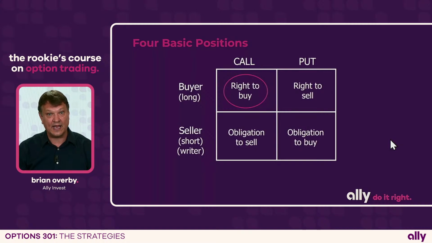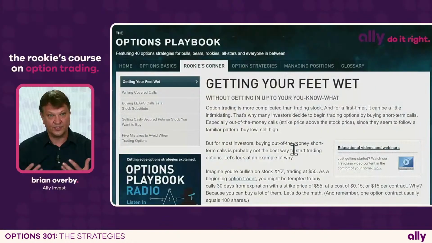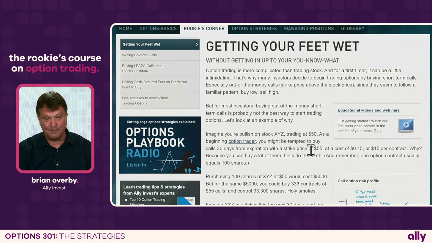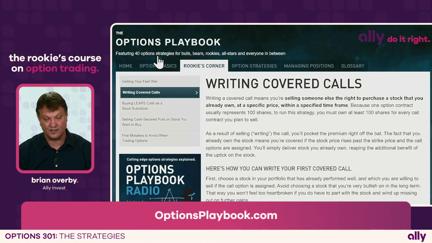So I am actually going to run to the playbook, and I'm going to highlight a section here called the Rookies Corner. And inside that section, you will see that we are getting our feet wet, right? We talk a lot about the things that I mentioned. Here's XYZ stock, about buying out of the money, buying cheap options, talking about the concerns with it overall. And then the strategy that we highlight, that's the second one on the list, is writing covered calls. We'll talk about buying in the money calls as a substitute for the stock.